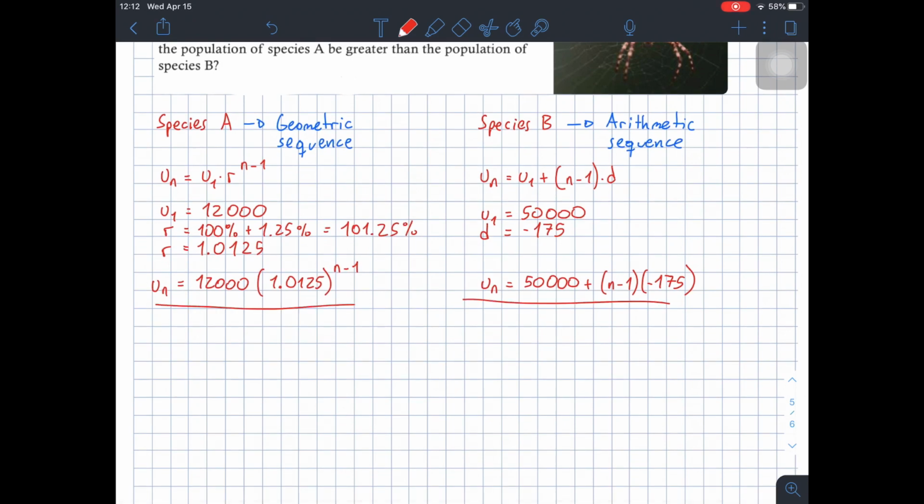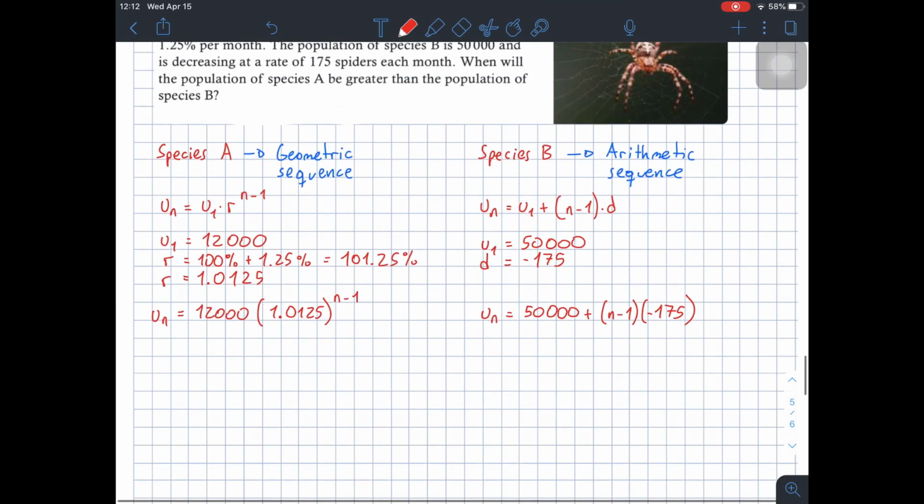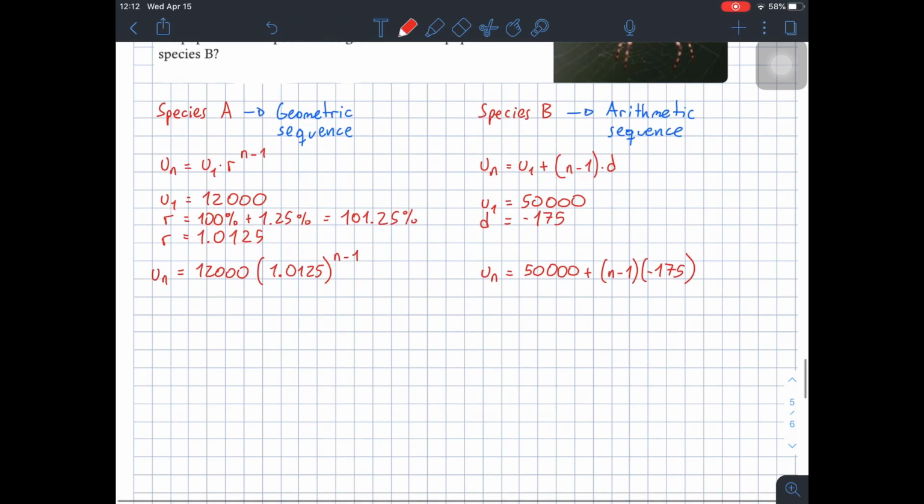So there you have the two different equations, and we want to know when the population of species A will be greater than the population of species B. So basically we want to set up this equation to be greater than this equation over here, which is the same thing we did in the previous problem. So I'm going to write 12,000 times 1.0125 to the power of n minus 1 should be greater than 50,000 plus n minus 1 times negative 175. And once again, we could solve this quickly by using our calculator, which is what I'm going to show you right now.